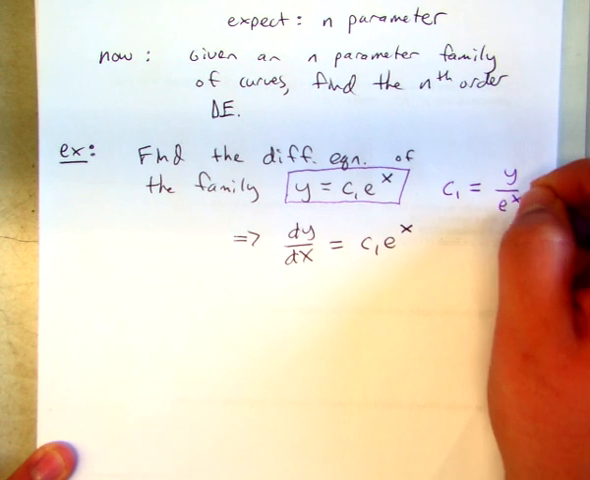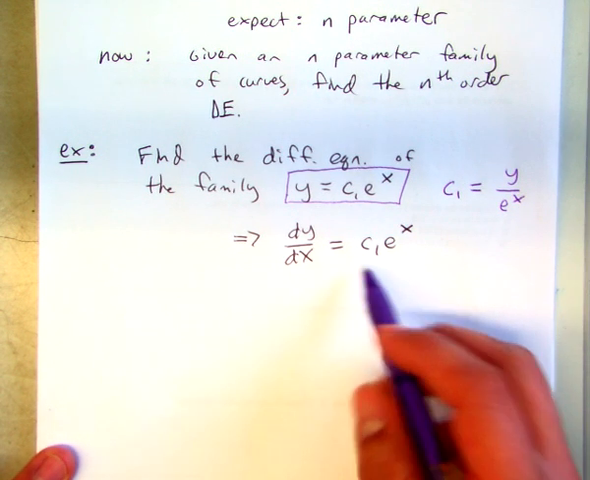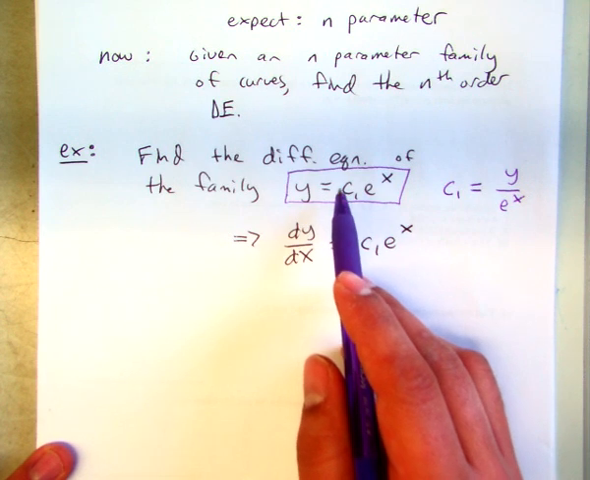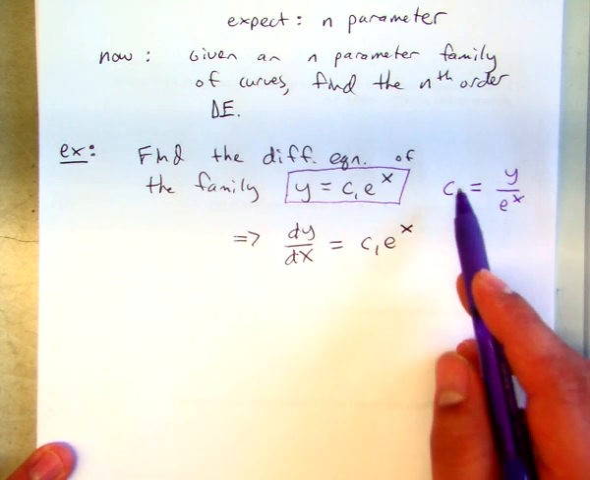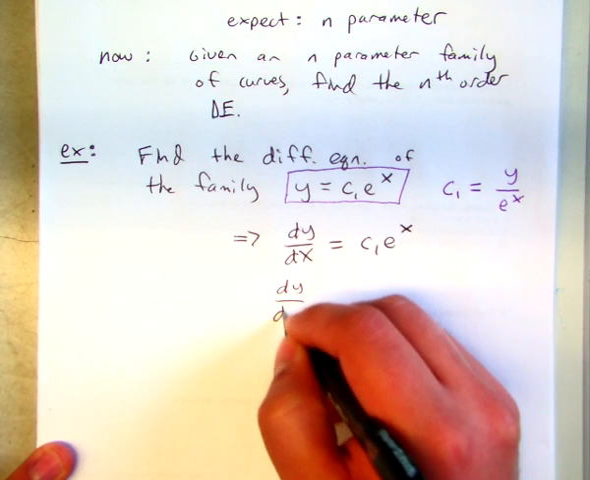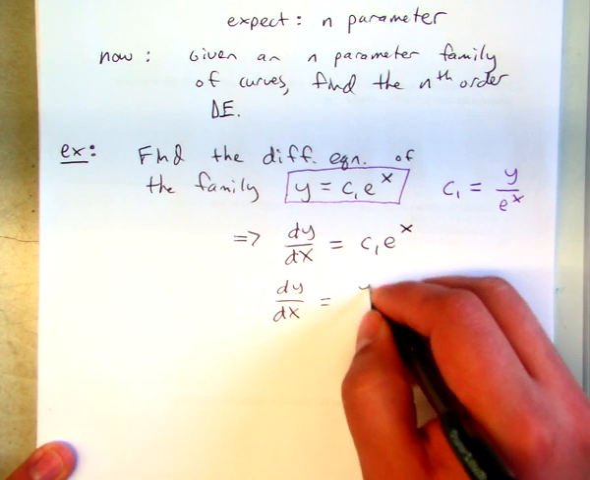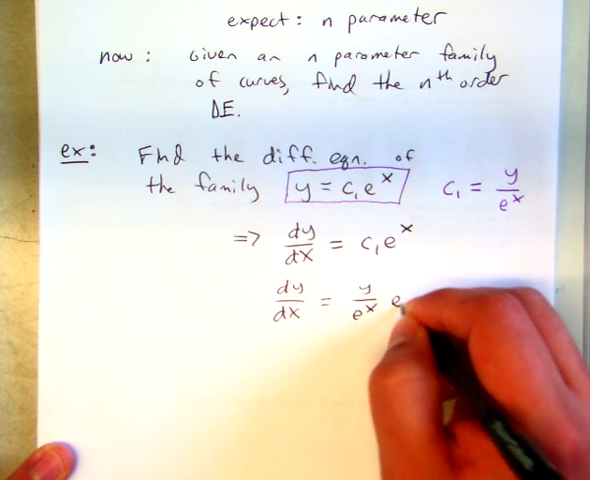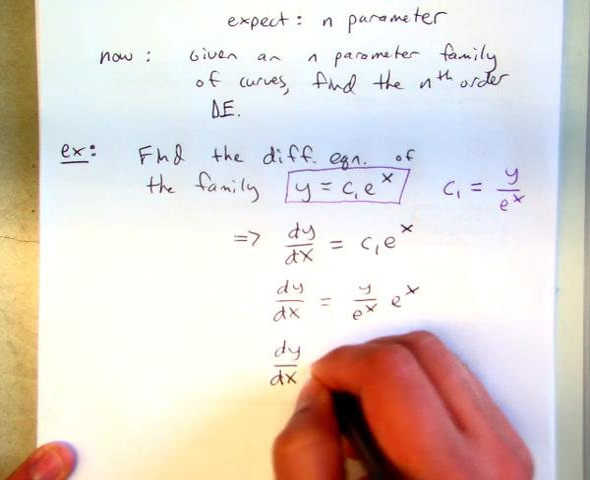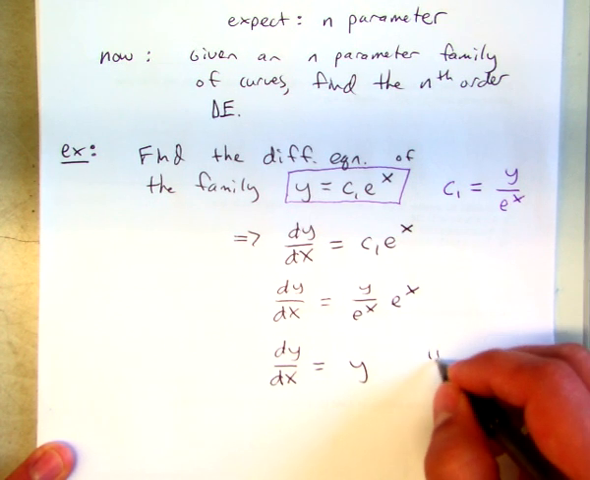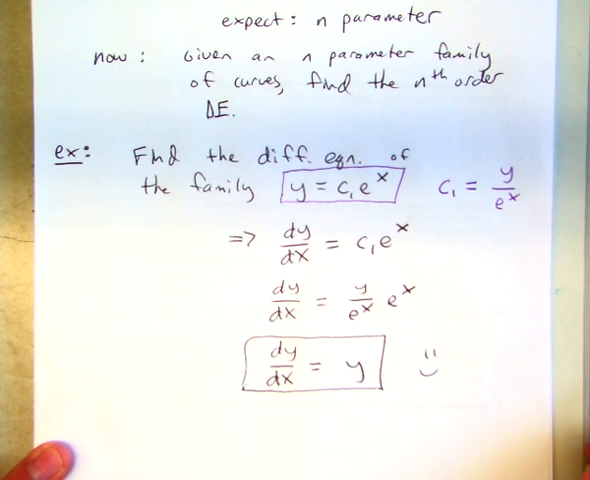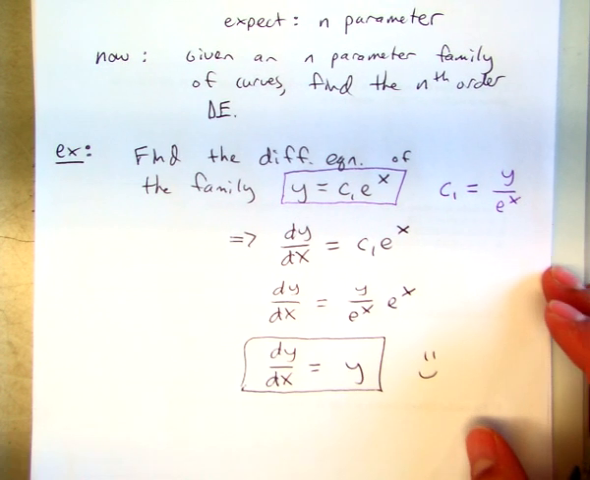Okay, so the idea here is that we need to get rid of the parameter so we can see what the differential equation looks like. And knowing what the family of solutions is going to look like already, we can do that. So we get c1, plug it into the differential equation. So we get y over e to the x times e to the x, which of course gives us dy/dx equals y, which we hopefully already knew, right? But that kind of illustrates the idea of how you would go about finding the differential equation.